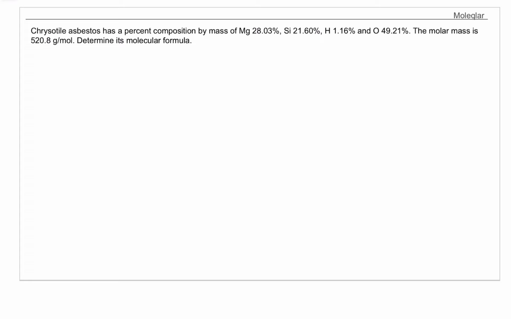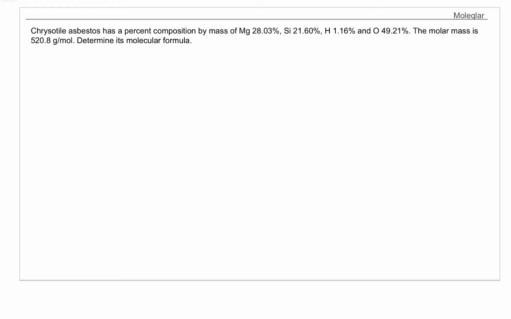So let's go through this one here. We have this crystalline asbestos, and it has a percent composition by mass of magnesium, silicon, hydrogen, and oxygen. The molar mass of this compound is 520.8 grams per mole. Let's determine its molecular formula.